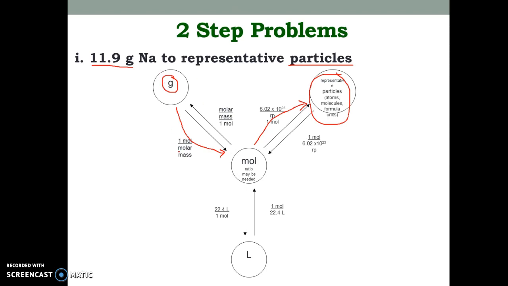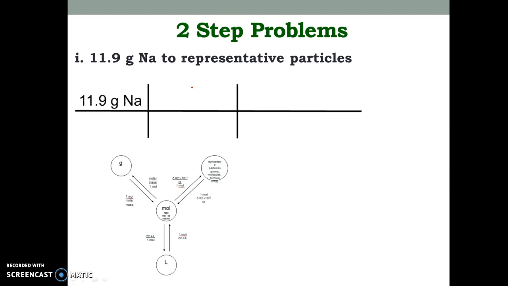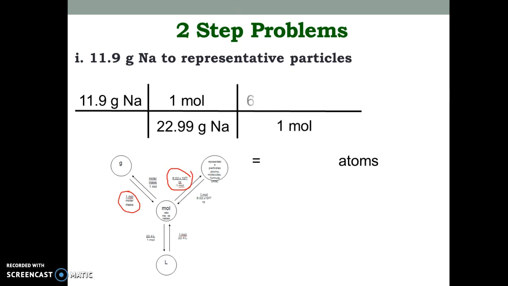First, to get from grams to moles, I'm going to use the molar mass, and then to get from moles to particles, I'm going to use 6.02 times 10 to the 23rd. So I'm going to start with my 11.9 grams, same as usual. First, I'm going to do this step, 1 mole over the molar mass, which I get from my periodic table. And then I do this step, 6.02 times 10 to the 23rd over 1 mole. Now, what is my particles labeled? Atoms, because it's an individual element.